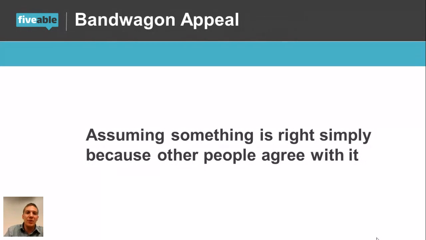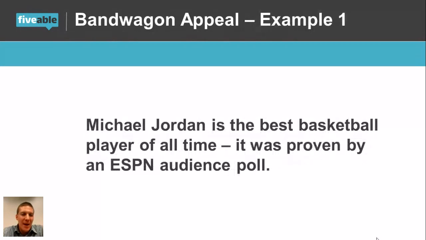So let's look at some examples, and then we'll actually start to wrap up tonight. Michael Jordan is the best basketball player of all time. It was proven in an ESPN audience poll. So Michael Jordan very well may be the best basketball player of all time. So the premise still might be correct, but this is bad logic. The 400 people that took a random midday ESPN poll do not have final say on who is the best basketball player of all time. So that is where the logic breaks down.